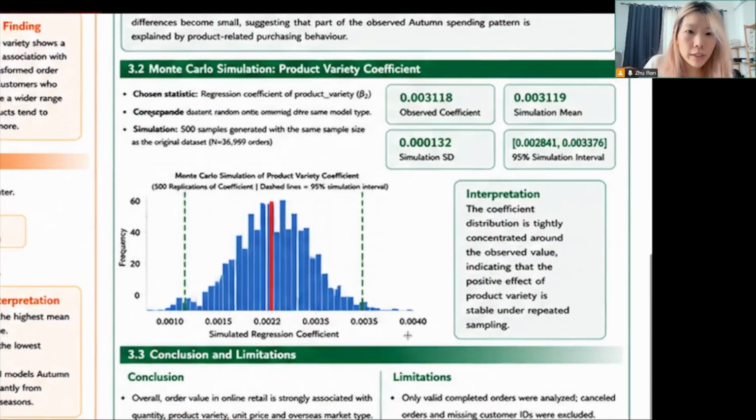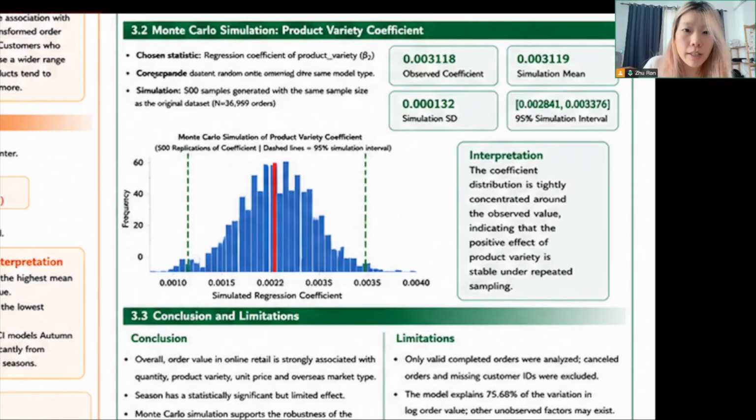After the regression, I conducted a Monte Carlo simulation. The key statistic selected was the regression coefficient of product variety. I selected this statistic because product variety showed a positive relationship with order value in both EDA and regression. The simulation assumed a linear model with normally distributed residuals.